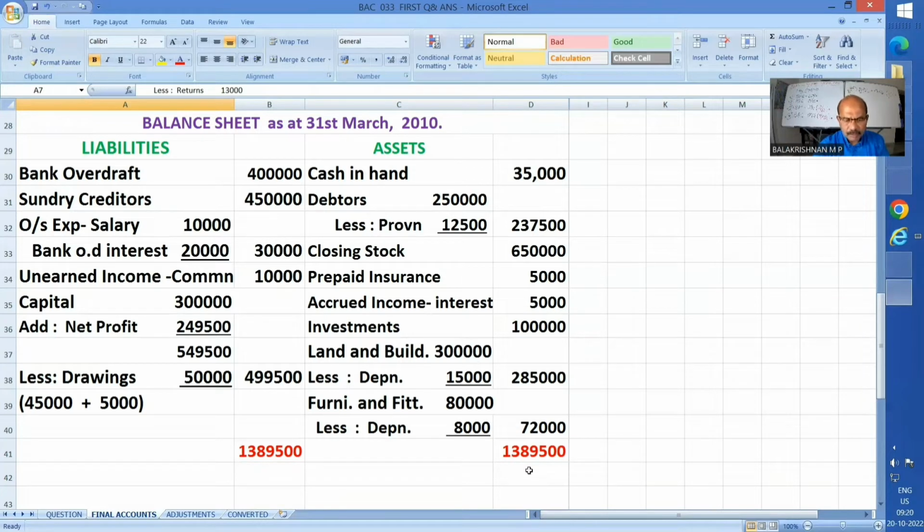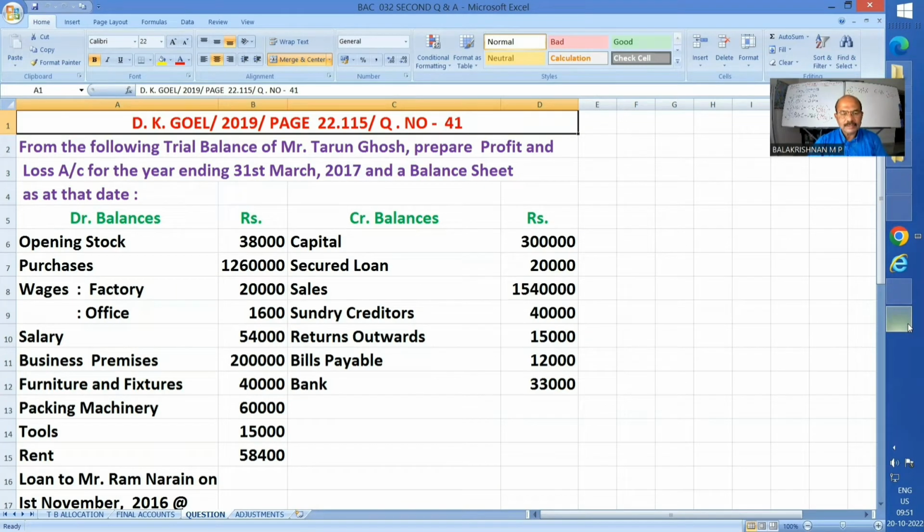Let us take up now the second and the last sum of the day. Well, students, the second and the last question, number 41, page 22.115, DK Goyal, edition year 2019. 31st March 2017, accounts to be finalized. We have been given a proper trial balance. I am posing the question as usual. Kindly write it down, those of you who need it.